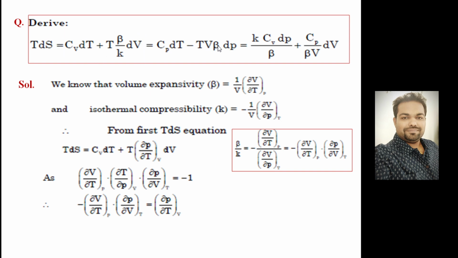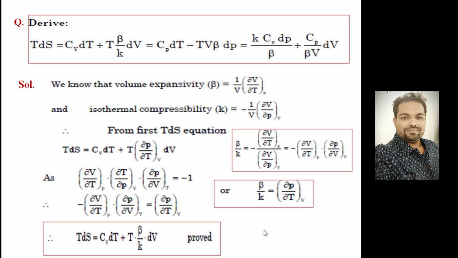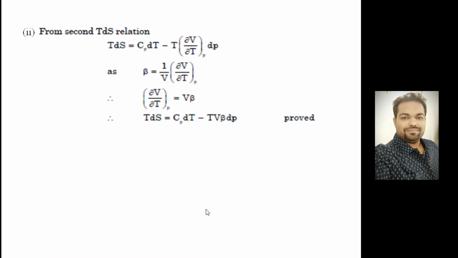Now you have to go for the second expression. This was the first TDS equation. Now the second TDS equation, you have to express in terms of volume expansivity. The first term is okay, you can substitute and prove it. Now go for the second TDS equation. I need the value of this, and the volume expansivity is given by this term. So only I need this term, which is nothing but beta into V.